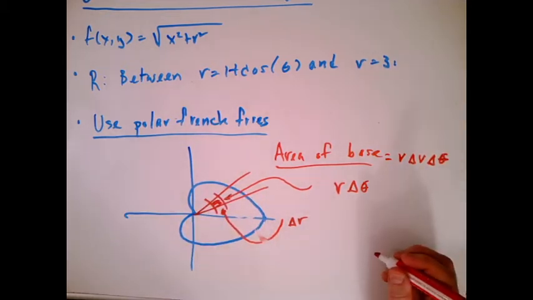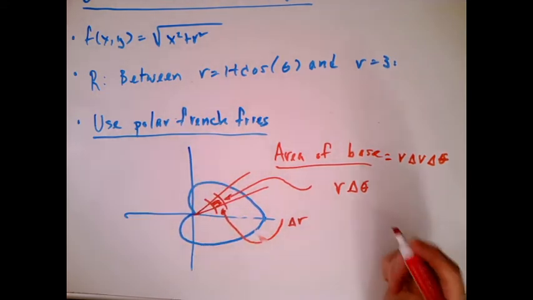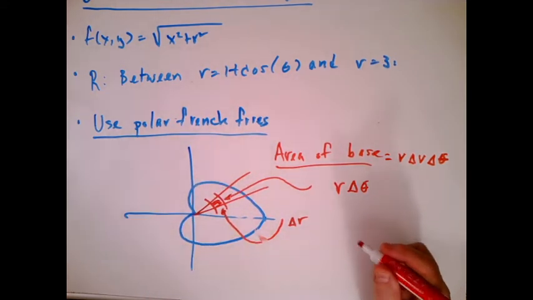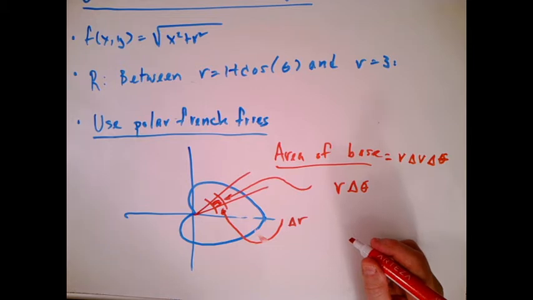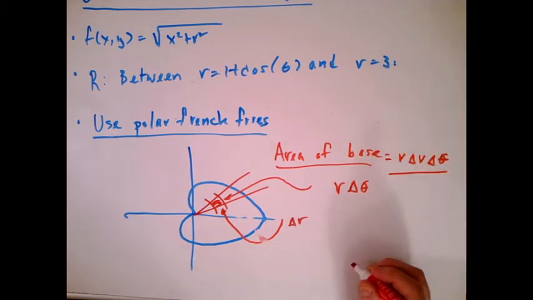I'm not saying that r delta theta is equal to delta x delta y. Delta x delta y is the area of a base where we make rectangular chops and make rectangular looking French fries. We want polar looking French fries where the base actually uses r and theta, and that's actually what we're going to use for the area of the base.